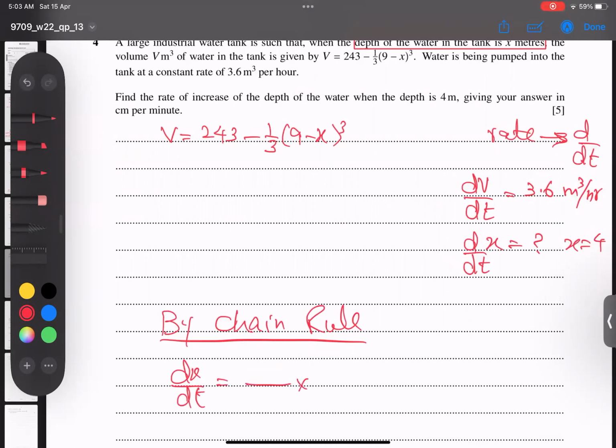Done. Write two fractions always. This comes in first as the numerator, this goes as the second denominator. So here I'm writing dx, here I'm writing dt. So which is the third variable involved in the question?